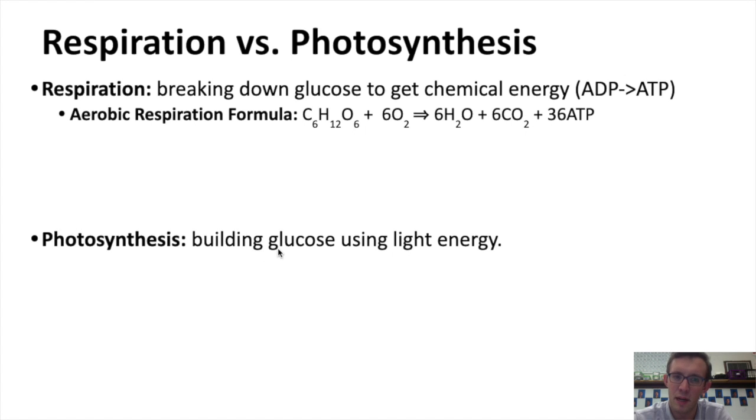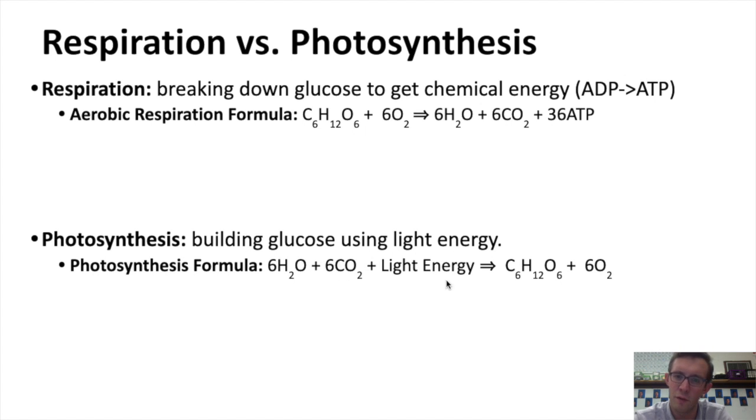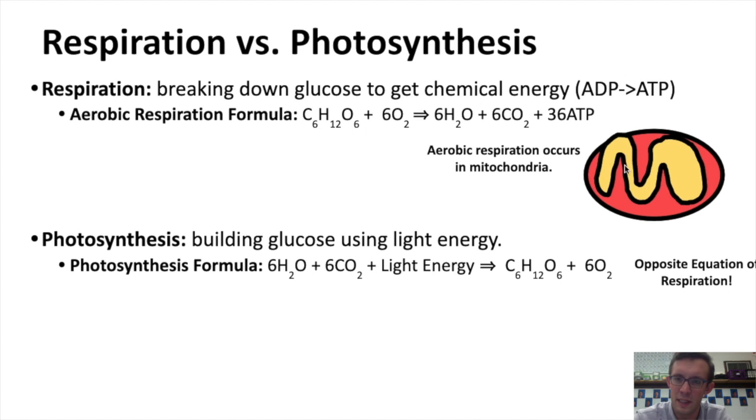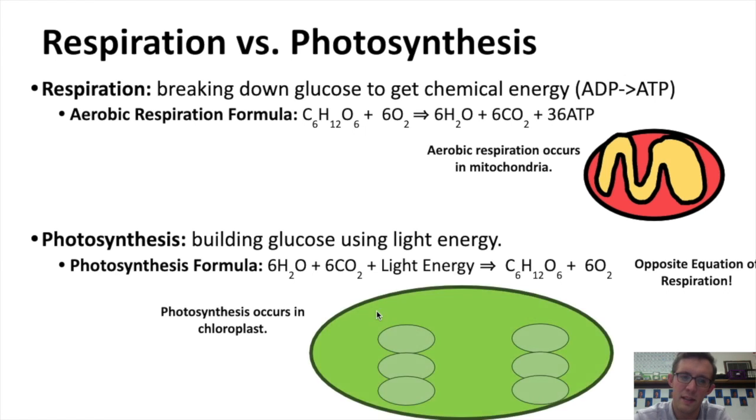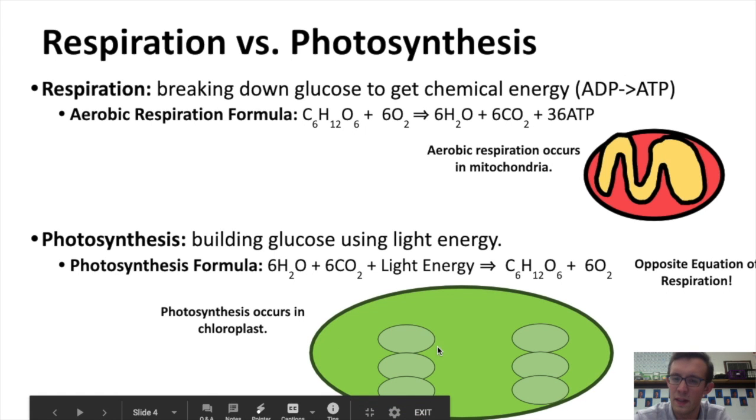Photosynthesis is the opposite process. Instead of breaking down glucose, it's building glucose, or synthesizing glucose, using light energy. And so the equation for photosynthesis is the opposite as well. You can see that the reactants and products of photosynthesis are literally the opposite of aerobic respiration. And so while aerobic respiration takes place in the mitochondria, photosynthesis occurs in the chloroplast.